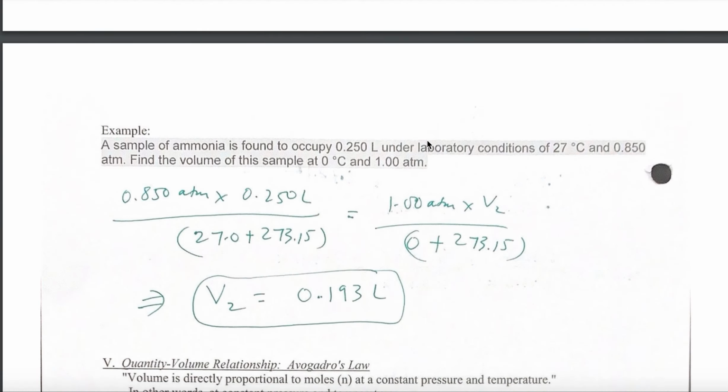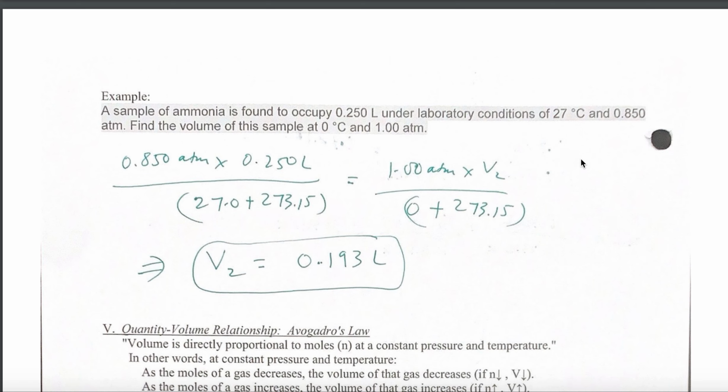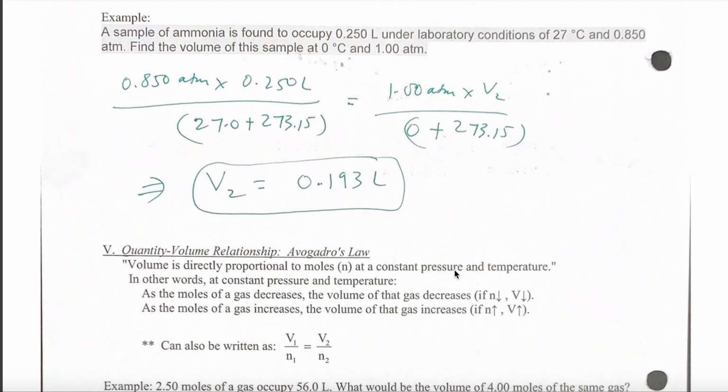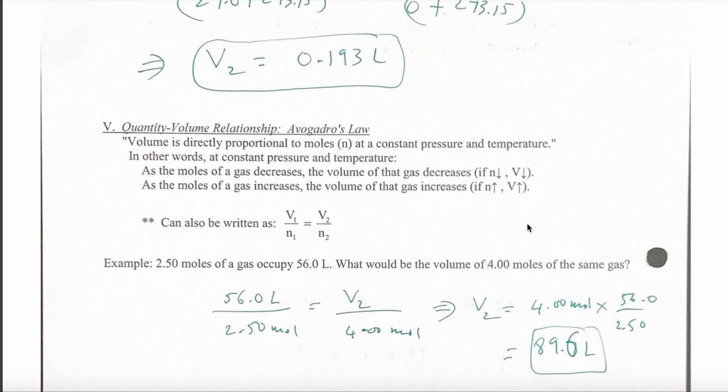We have an example here where you see all 3 items in there: pressure, volume, and temperature. Notice that we converted to Kelvin, and then we need to calculate the volume after we change the pressure and change the temperature. So you do your math correctly, you should get 0.193 for V2. That's the combined gas law. Now, Avogadro's law is very straightforward.